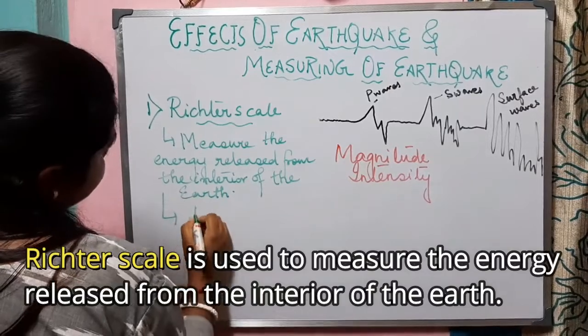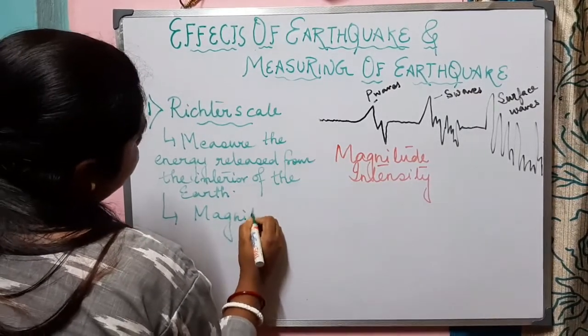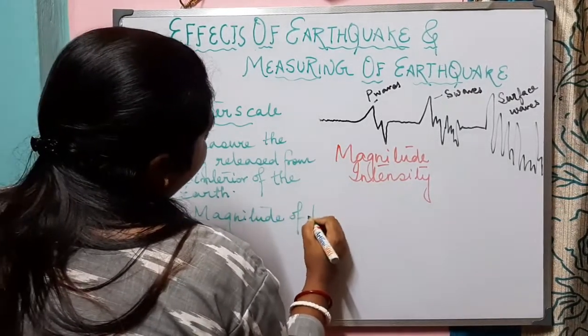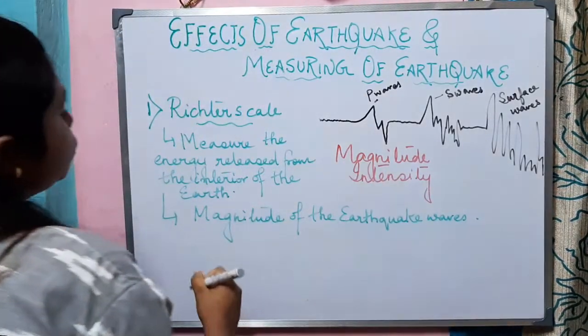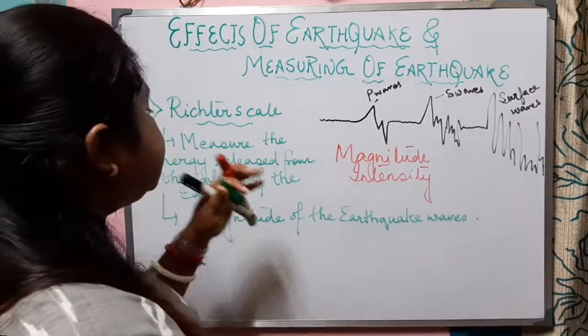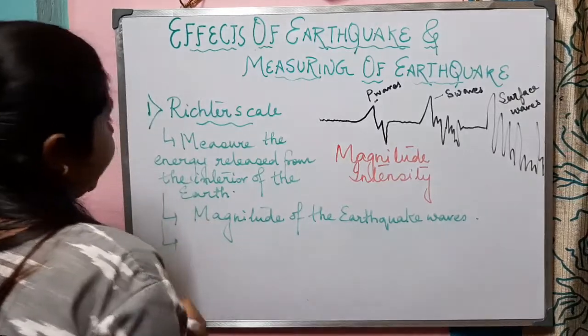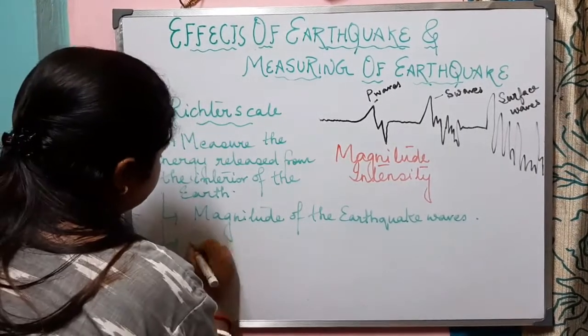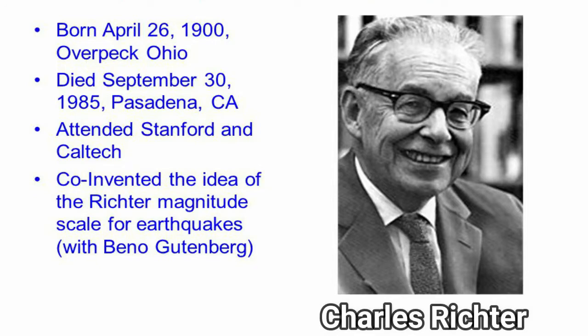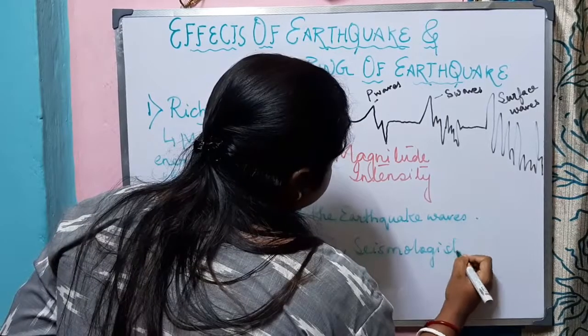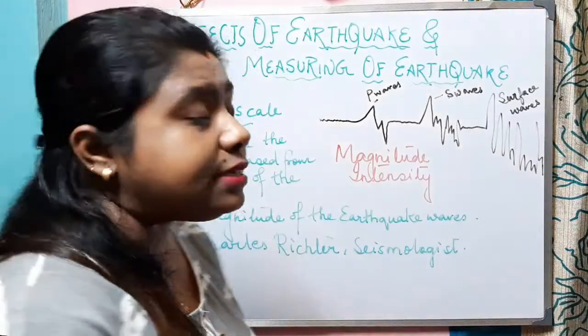That is to know about the magnitude of the earthquake waves, the magnitude of the energy that is released from the interior of the earth. The Richter scale was invented by Charles Richter, who was a seismologist. Now, how do we measure the magnitude of earthquake in a Richter scale?